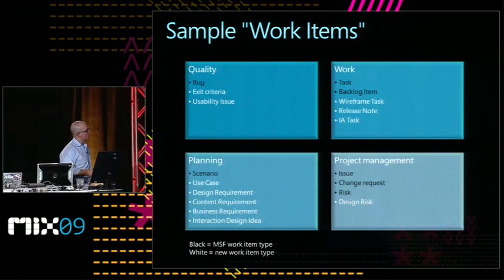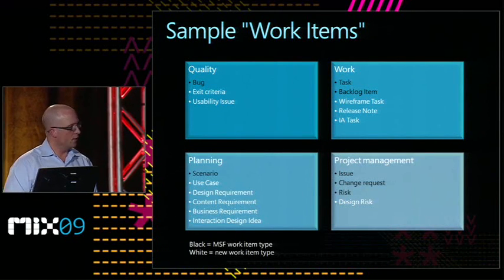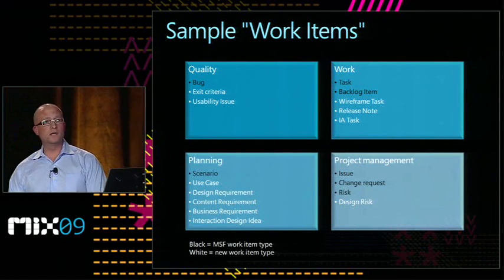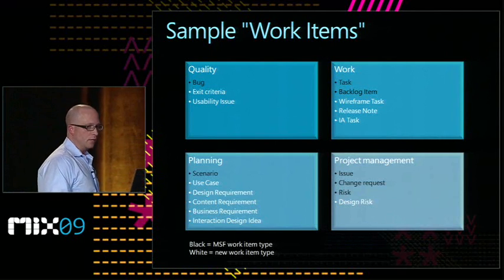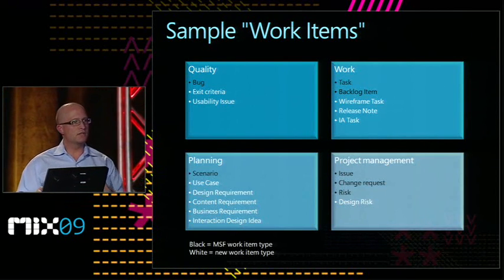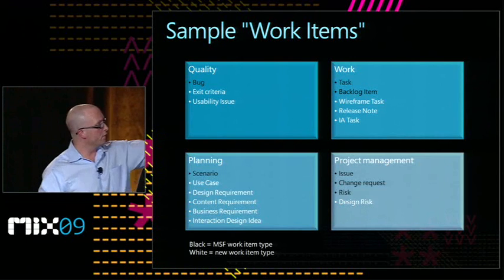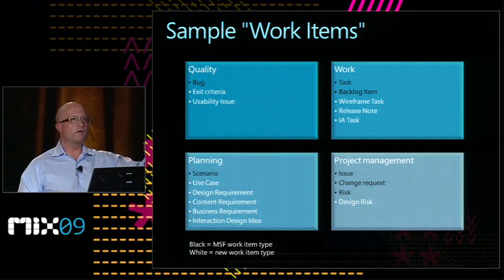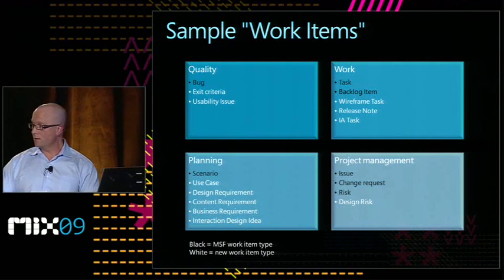Some of these are some other sample work item types. The ones in black are really out of the box. The ones in white are the ones that we're thinking for the UX process template. These are kind of up in the air. Like we have wireframe task. That could just be a task. It doesn't have to be a wireframe task. It's up to you, like I said, how detailed you want it. It could be a task, and then one of the fields could be, is it a wireframe? Is it a visual comp? Is it an IA document? That's exactly what we did.